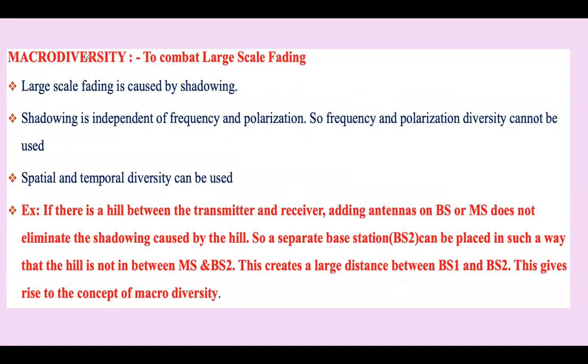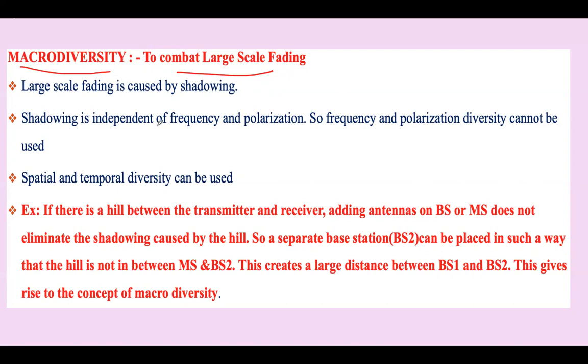So now we are going to see what is macrodiversity. In case of macrodiversity, we try to combat large scale fading. When does large scale fading occur? Whenever there is a big building or a hill and a mobile station goes around the building or the hill, the particular mobile station faces fading for a very long period of time until it comes out of that building or the hill. Hence, in order to overcome this large scale fading, we use macrodiversity.